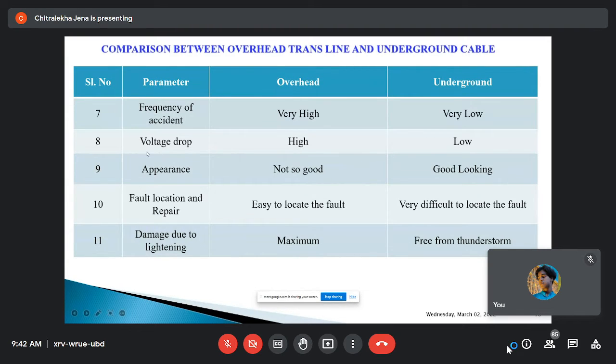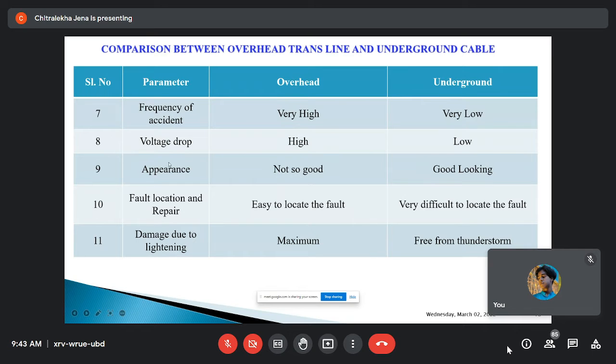Now coming to the voltage drop, in overhead transmission lines there will be a higher voltage drop because the conductors will be subjected directly to the sun. So you know that in the summer season, there will be a lot of loss at that time due to the high increase in temperature. So the drop will also be more compared to that of the underground line.